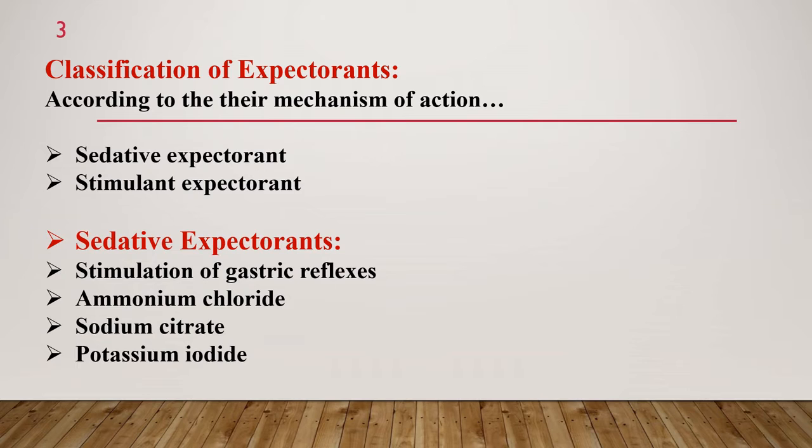Classification of expectorants. According to their mechanism of action, expectorants can be classified into two types: sedative expectorants and stimulant expectorants. Now, sedative expectorants. Sedative expectorants are the stomach irritants which are able to produce their effect through stimulation of gastric reflexes. Examples of sedative expectorants are ipecac, senega, Indian squill or bitters, ammonium chloride, potassium iodide, and sodium citrate.